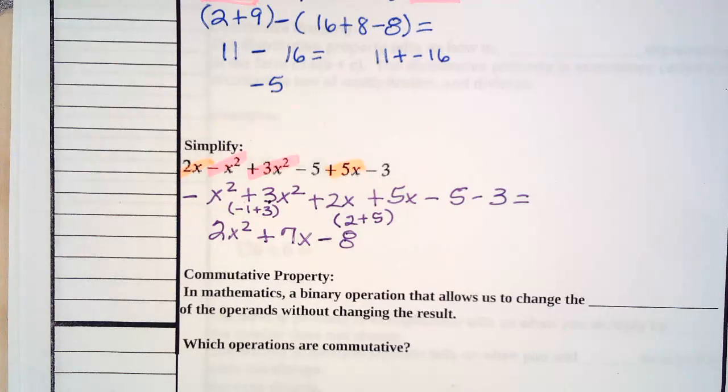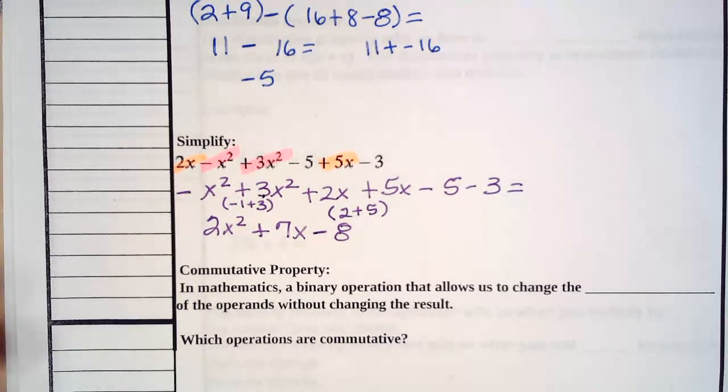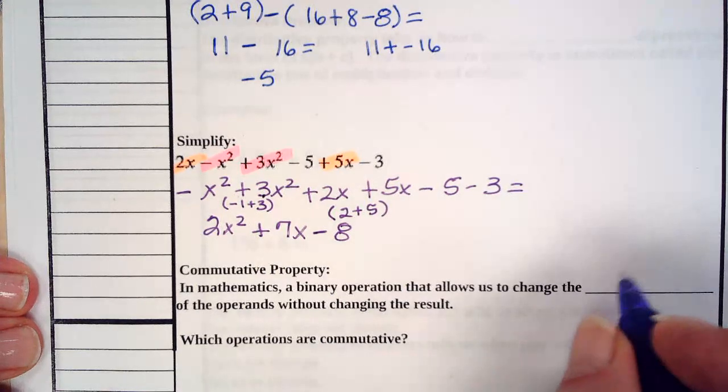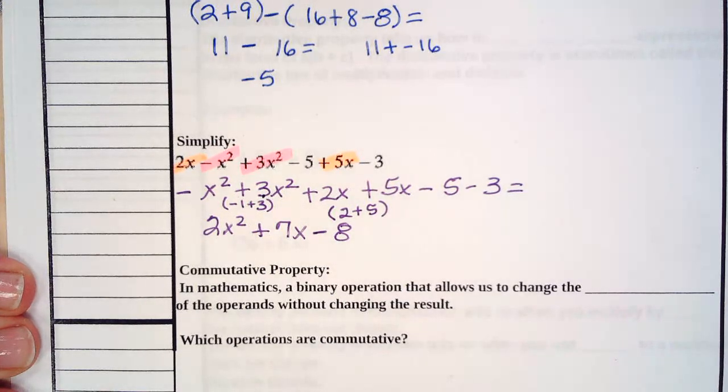Okay, commutative property. What is a commutative property? Think about communication. When you're talking to somebody, it goes back and forth. Does it matter which one of you starts? No. The commutative property in mathematics is a binary operation that allows us to change the order of the operands without changing the result. So commutative means that the order does not matter.